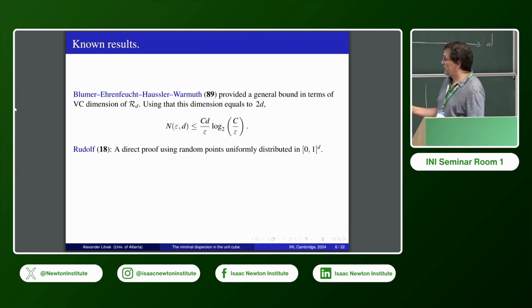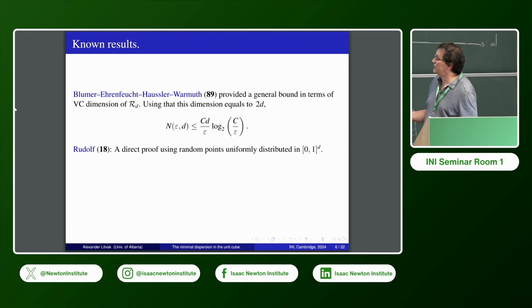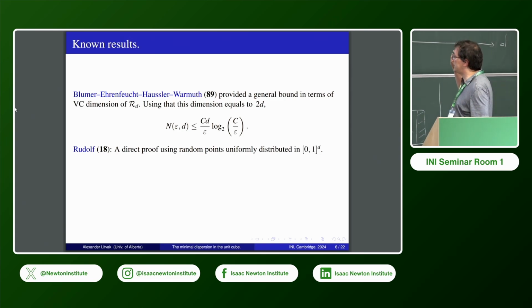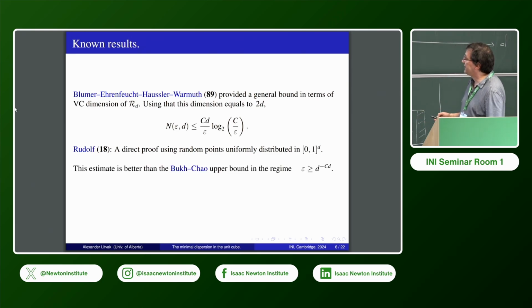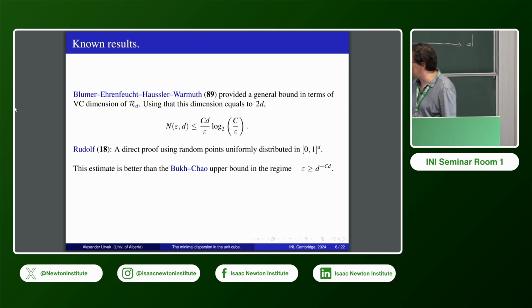Rudelson gave a direct proof of this result using just random points uniformly distributed in the cube. So this holds for random points when I just use i.i.d. random variables with respect to the Lebesgue measure on the cube. And also I want to mention, which I already probably said, that this bound is better if epsilon is not extremely small, meaning that epsilon is larger than d to the minus d.